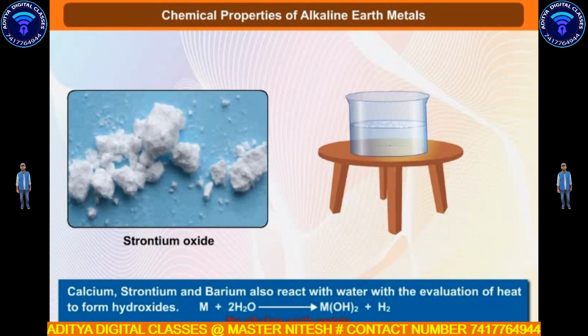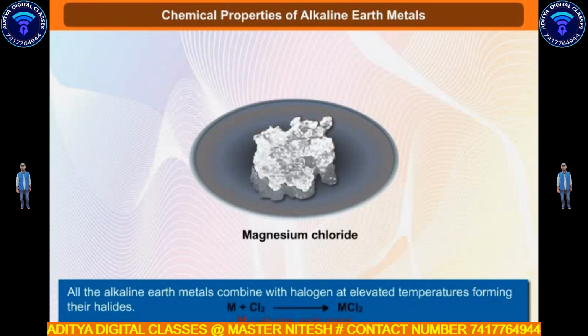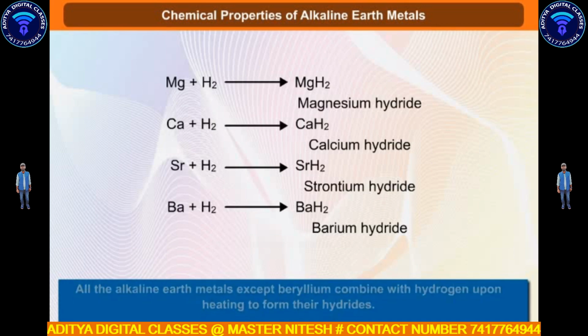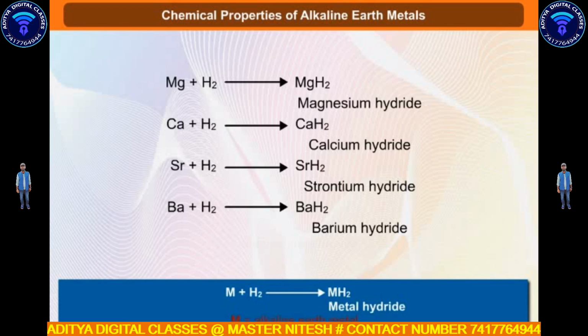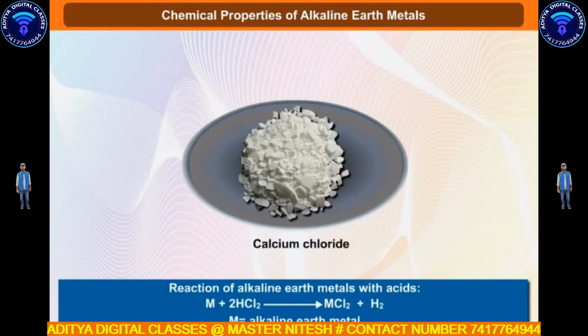Calcium, strontium, and barium also react with water with the evolution of heat to form hydroxides. All the alkaline earth metals combine with halogen at elevated temperatures, forming their halides. All the alkaline earth metals, except beryllium, combine with hydrogen upon heating to form their hydrides. Here, M is an alkaline earth metal which can be magnesium, calcium, strontium, or barium. The alkaline earth metals readily react with acids, liberating dihydrogen.